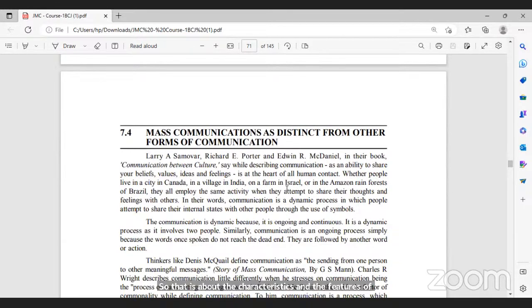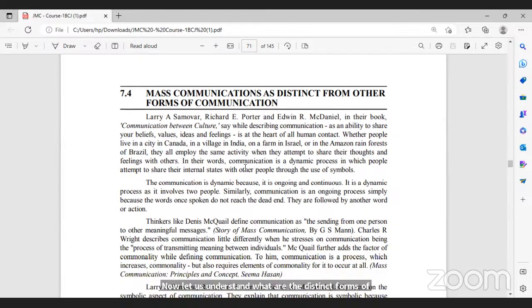Now let us understand the distinct forms of communication, mass communication. When we refer to Larry A. Samovar, Richard Porter, and Edwin McDaniel et al. in their book Communication Between Cultures, while describing communication they say that it is an ability to share your beliefs, values, ideas, and feelings, and it is at the heart of all human contact. Definitely, because we believe something, we follow some values, we have some ideas, and we express our feelings. So this is common to all human contact, whether you live in Canada or in a village, anywhere.